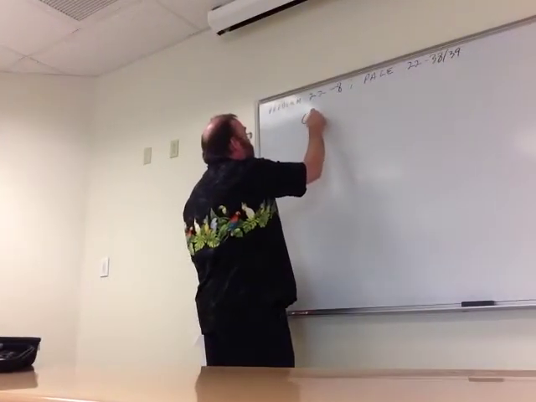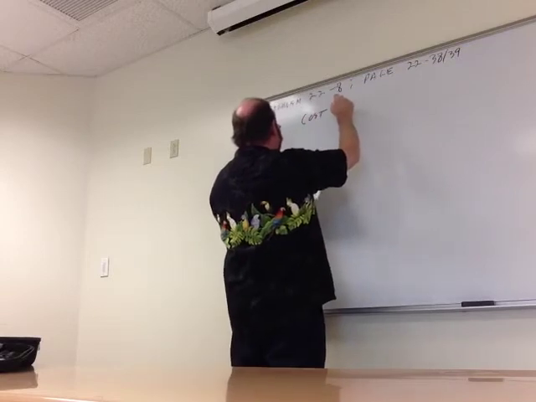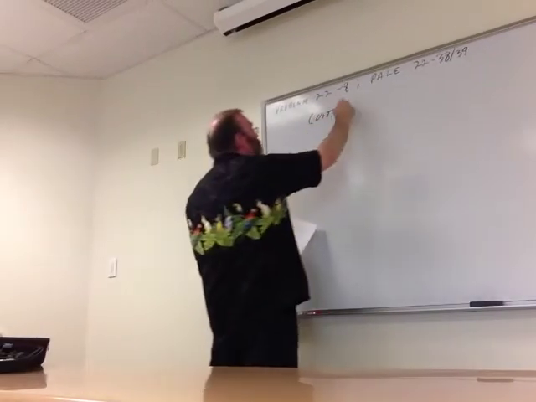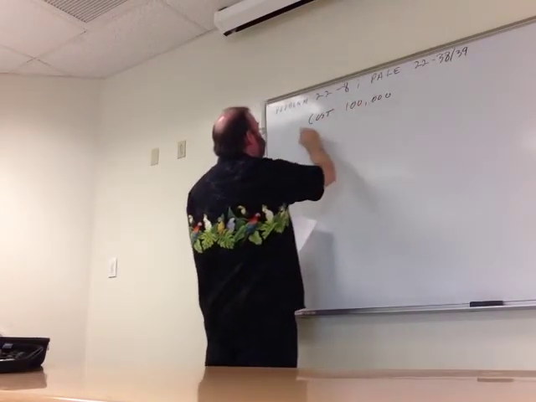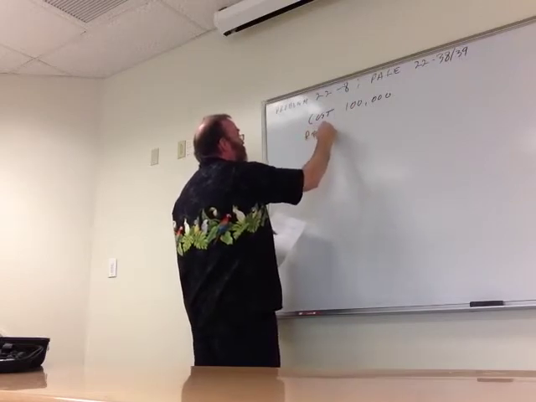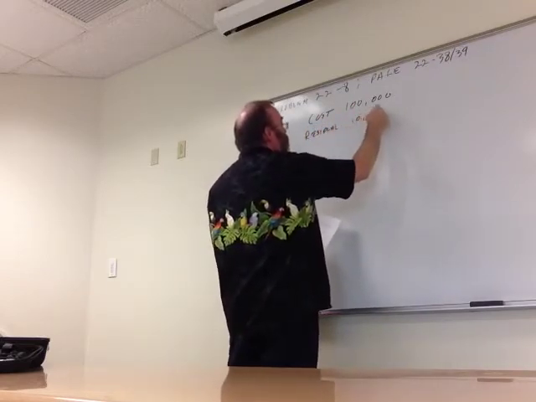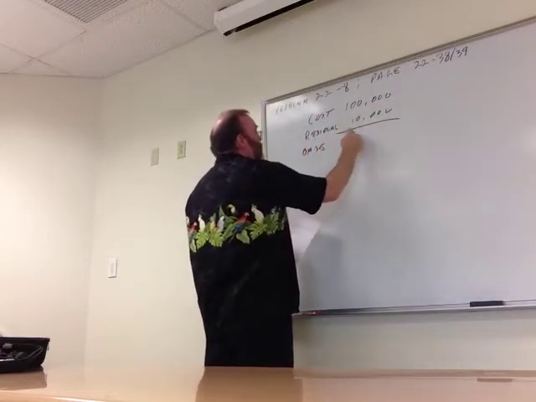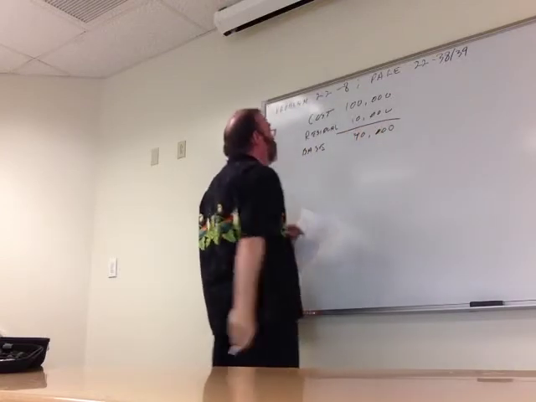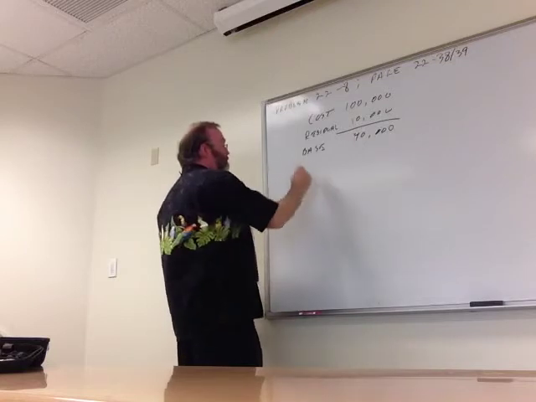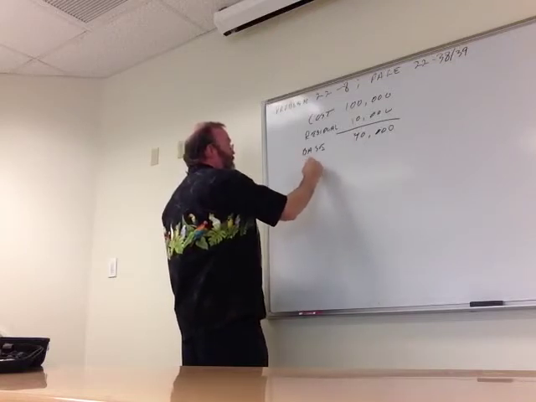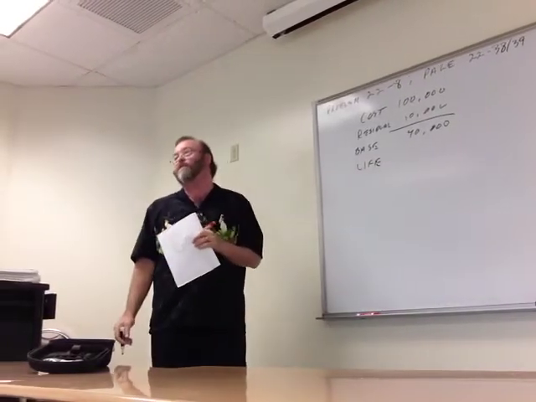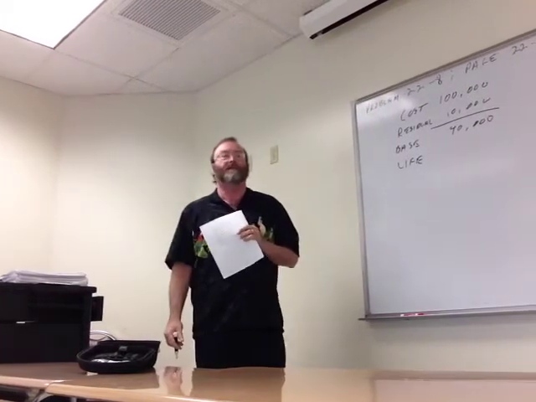So we had a cost of $100,000, a residual of 10, for a depreciable base of 90,000. We originally had a life of something. We don't know. It doesn't tell us what the original life was. But whatever that original life was, it's now 1 year longer.